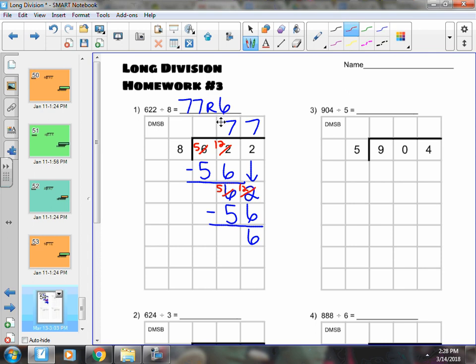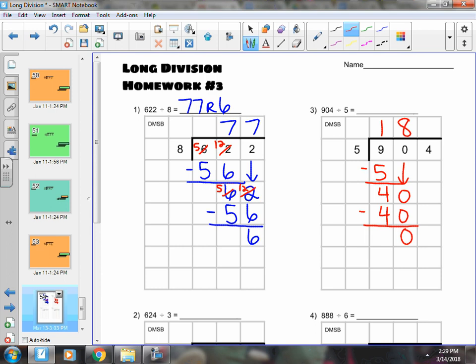Let's do the one right next door. 905 divided by 5. Think groups of 5. I can make one group of 5 out of 9. 1 times 5 is 5. Subtract, bring down. I can make 8 groups of 5 from 40. 8 times 5 is 40.